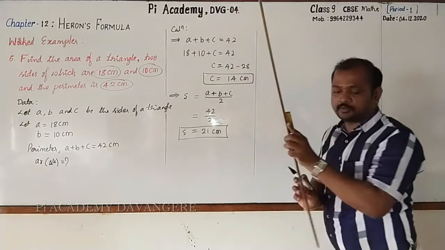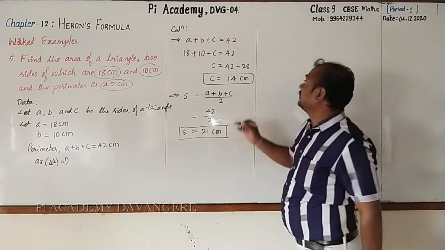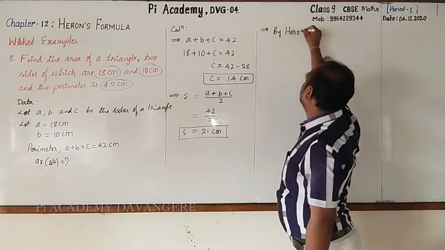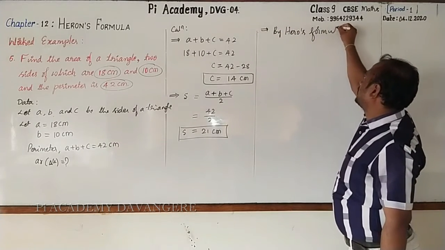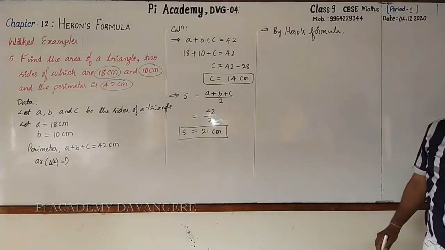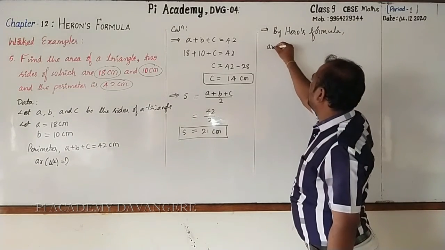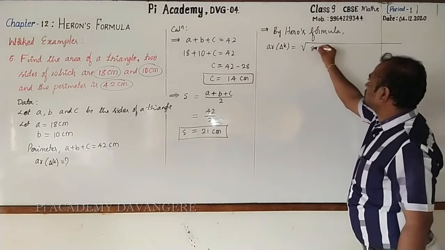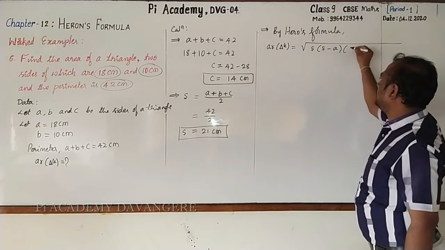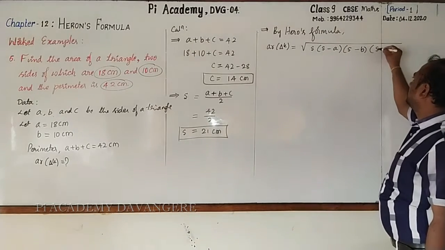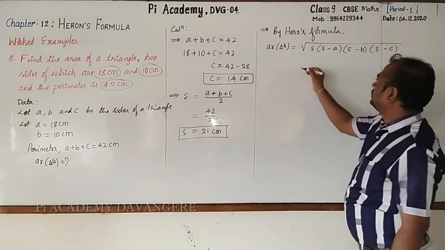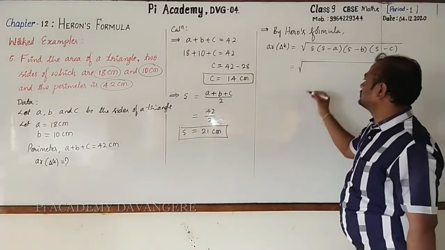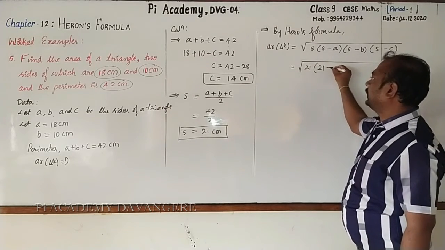To find out the area of the triangle, we have to use Heron's formula. Here I will write Hero's formula, because Heron's formula is also known as Hero's formula. It is area of triangle is equal to square root of S into S minus A into S minus B into S minus C.